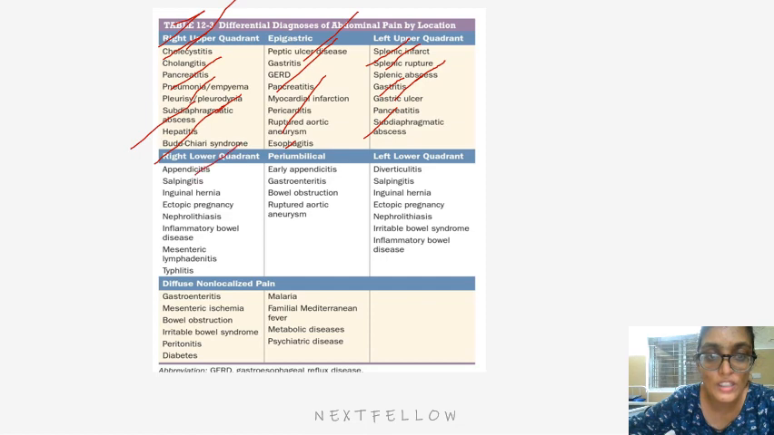Right lower quadrant is appendicitis, salpingitis, inguinal hernia, ectopic pregnancy, nephrolithiasis, inflammatory bowel disease, mesenteric lymphadenitis, and typhlitis. Periumbilical is early appendicitis, gastroenteritis, bowel obstruction, ruptured aortic aneurysm. Left lower quadrant is diverticulitis, salpingitis, inguinal hernia, ectopic pregnancy, nephrolithiasis, irritable bowel syndrome, and inflammatory bowel disease. Diffuse non-localized pain is gastroenteritis, mesenteric ischemia, bowel obstruction, irritable bowel syndrome, peritonitis, diabetes, malaria, familial Mediterranean fever, metabolic diseases and psychiatric disease.